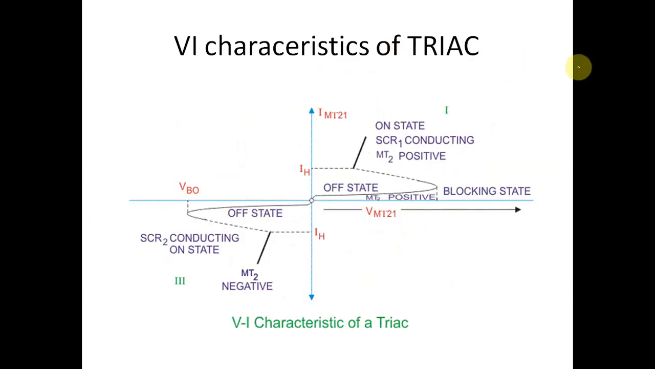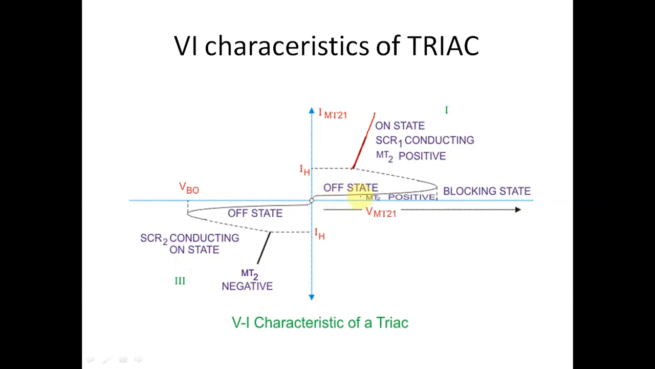This is the VI characteristics of SCR. In this VI characteristics, these are the on state characteristics. In the first quadrant, SCR1 is conducting and MT2 is positive, and in the third quadrant, SCR2 is conducting, SCR2 is in the on state and MT2 is negative.